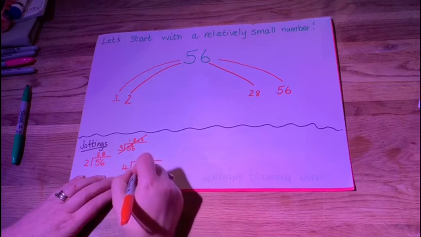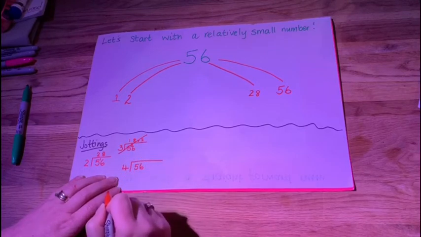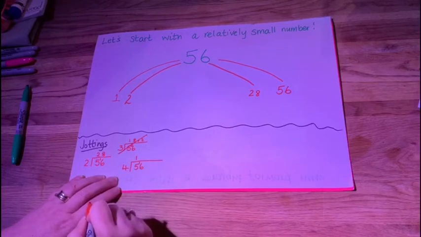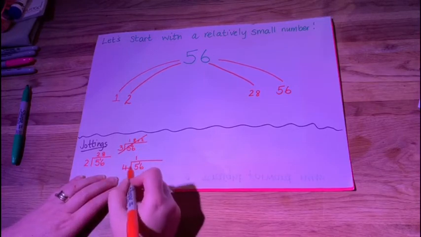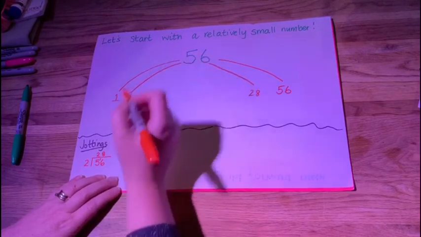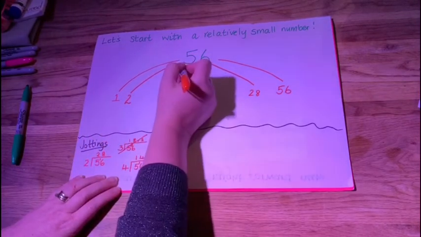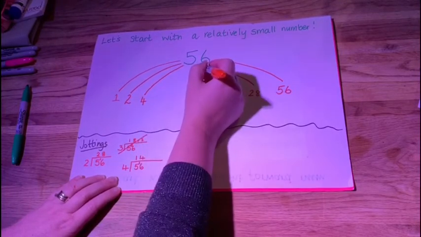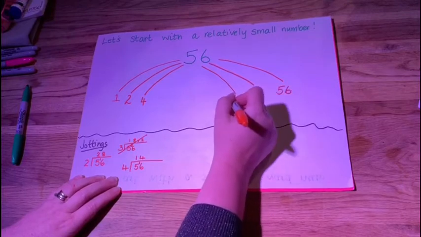So a 4 outside, 56 on the inside. So 4's into 5 go once with 1 left over. So I move that over. 4's into 16 go 4 times. So 4 lots of 14 make 56. So I go back to my umbrella and down on the left hand side goes number 4, and down on the right hand side goes 14.